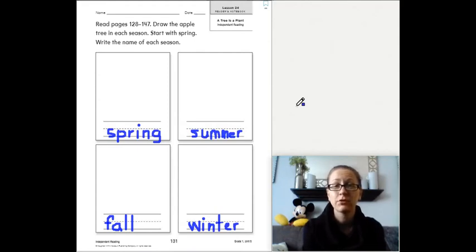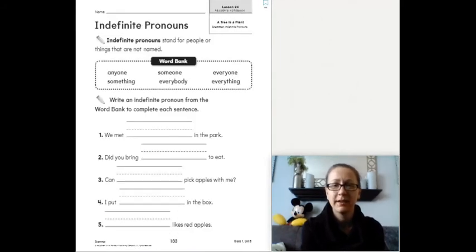So that is what your tree should look like with your pictures of the cycle of seasons for our apple tree. So the next part of our assignment is another practice page for our grammar skill for the week on indefinite pronouns. So we are looking at page 133 in your reader's notebook. And remember, an indefinite pronoun stands for people or things that are not named in a sentence.